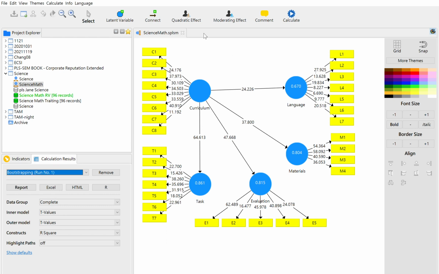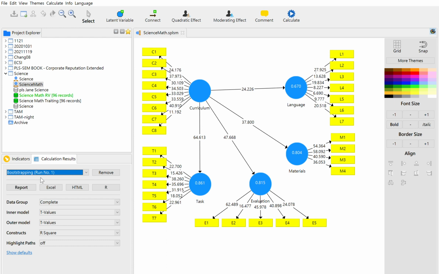So you can see here, these are the T statistics, and for all of the indicators, the T statistics are above 1.996, so these are good indicators. They're significant.